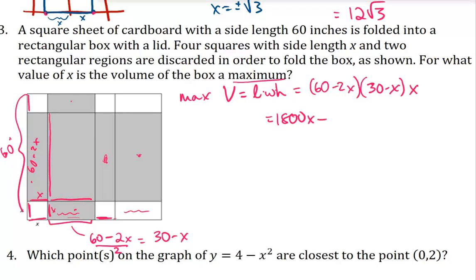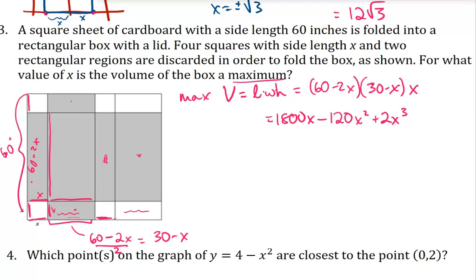1800x minus 120x squared, and then plus 2x cubed. Okay, and if you want to rewrite it in descending order with the highest degree first, that's fine. Okay, so that's the algebra part.